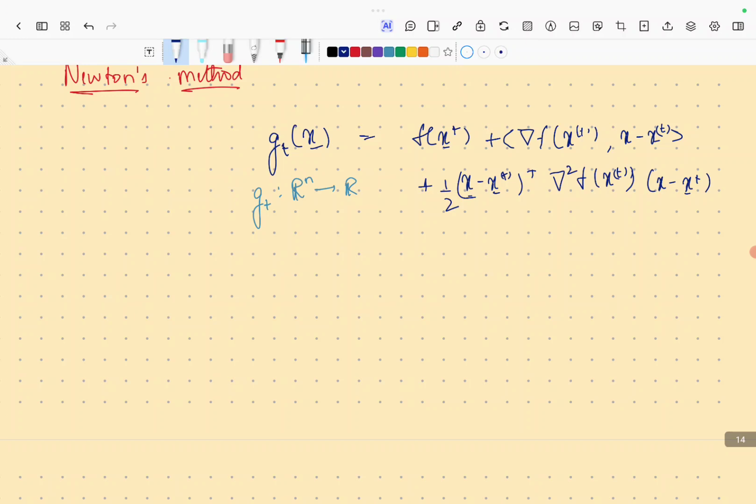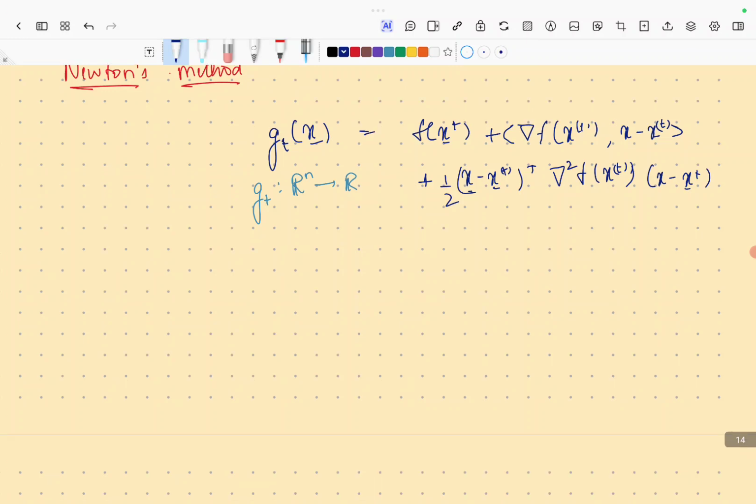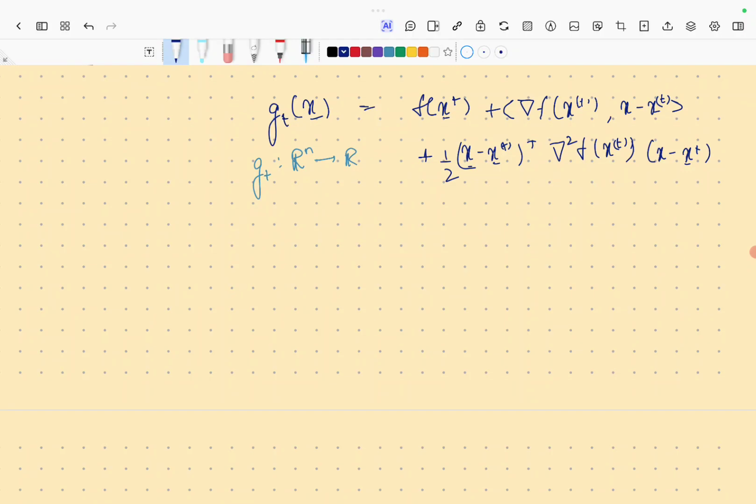So exactly as we did in the one-dimensional case, at every step we can try to minimize this quadratic. Again, we just use the first order necessary condition. This quadratic is guaranteed to be convex as long as the Hessian is non-negative. In fact, we'll want more than that. The Hessian should be positive definite. And we'll see another reason as to why we want it to be positive definite and not just positive semi-definite.